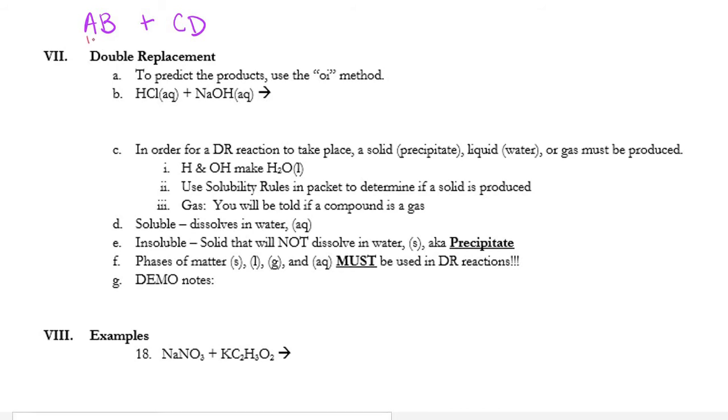So here we'd have our metal A, because metals are always listed first, which means B would be the nonmetal, C would be the metal, and then D would be the nonmetal. And those are going to create two new compounds.